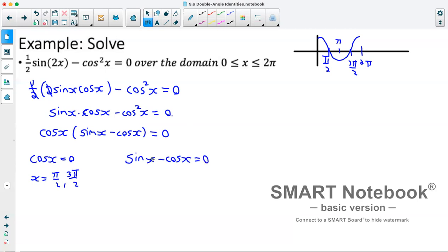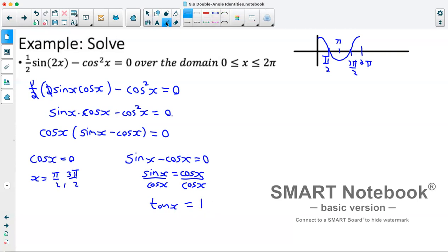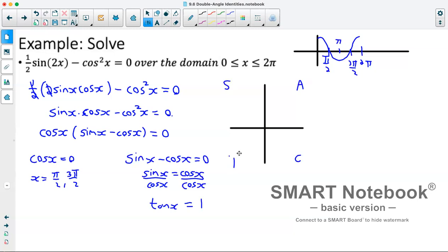I would move the cos x to the other side by adding it to both sides. So that gives us sine x equals cos x. Divide both sides by cos x. Sine x divided by cos x is tan x. So now we're looking for where tan x is equal to 1. Now, if we have tan equals 1, we know that that matches one of our special triangles. We just have to use CAST to figure out which quadrants tan is positive in. So we know that tan is positive here and here.